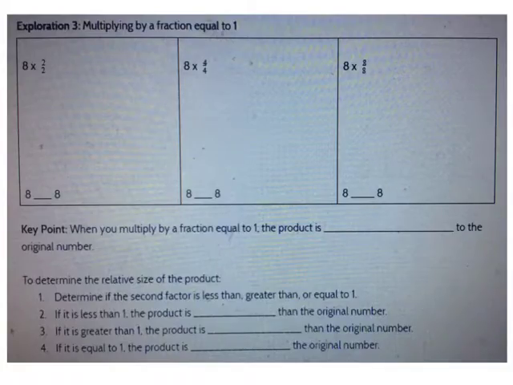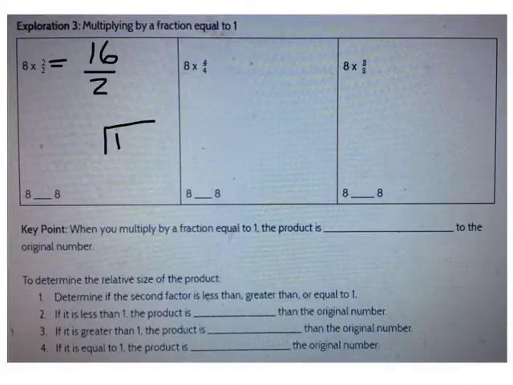What happens when I multiply by a fraction equal to 1? Remember, fractions that have the same numerator and denominator are equal to 1. So let's try a few. What's 8 times 2 over 2? Well, how would I write 8 times 2 over 2 as an improper fraction? I would write it as 16 over 2.